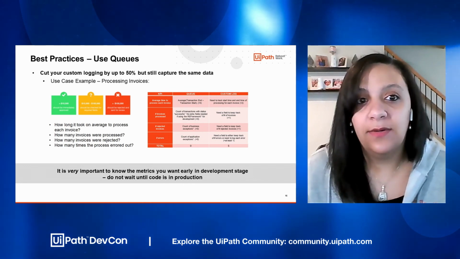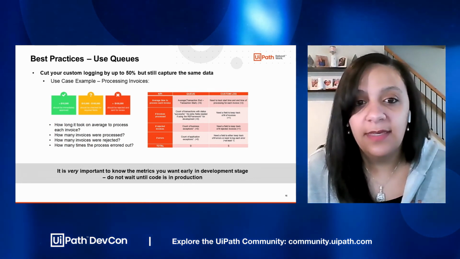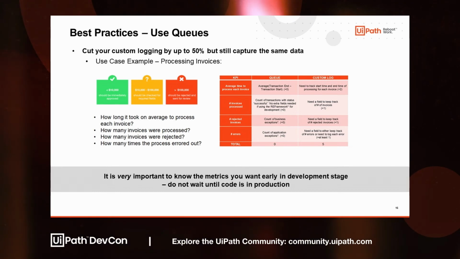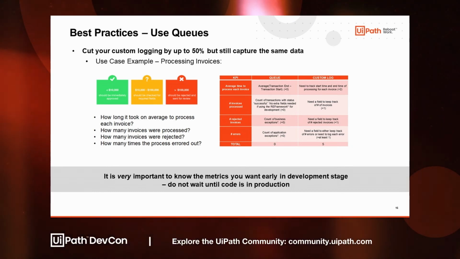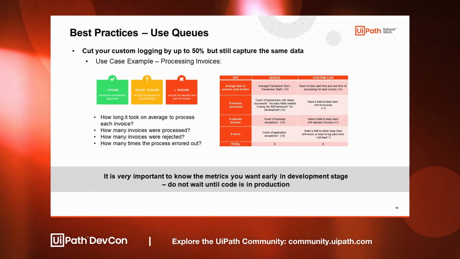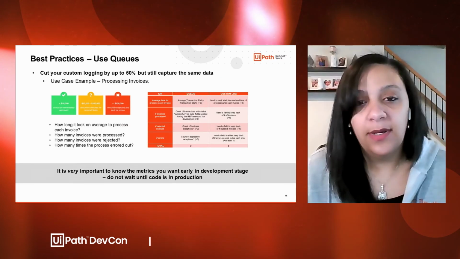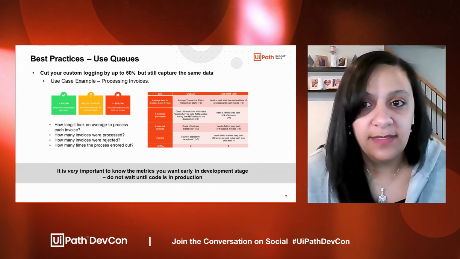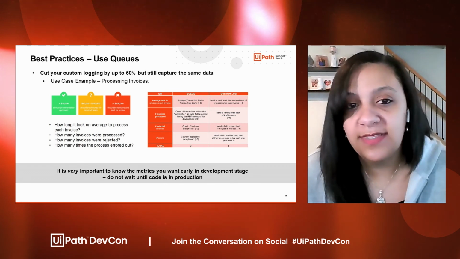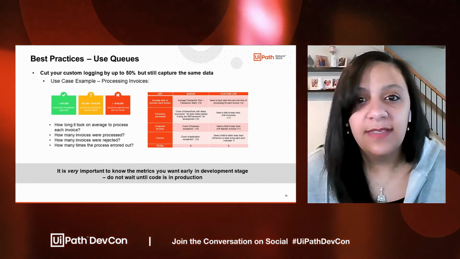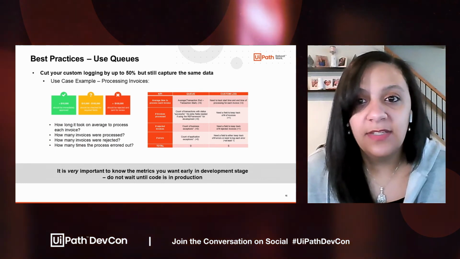Now, looking at this automation, I can already think of four key KPIs that we want to check. One, on average, how long does it take to process each invoice? Two, how many invoices were actually processed? Three, how many invoices ended up being rejected? And four, how many times did my process error out while processing an invoice? Now, let's take this automation idea and see the difference between using queues and custom logging, so you have an idea of why we say queues are best practice and the emphasis around it. Okay, let's take the very first one: average time to process each invoice.